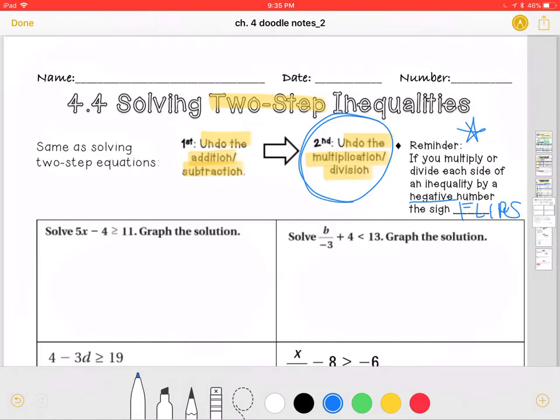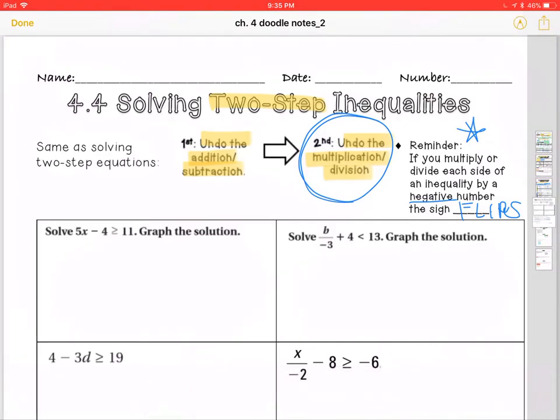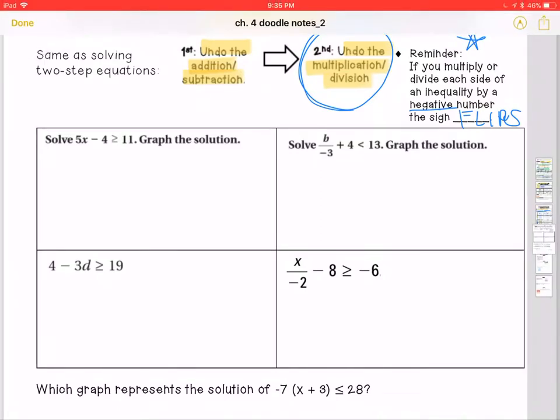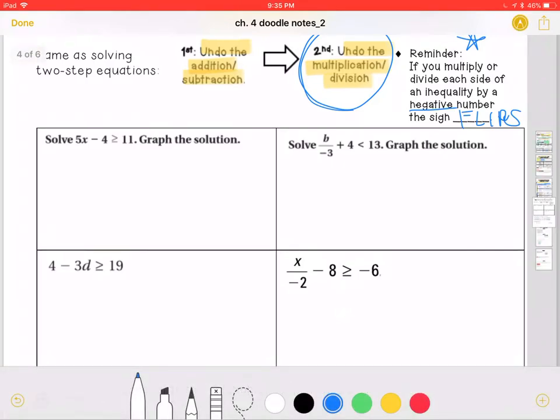All right, let's just get right into it. Practice is going to be the best way to understand it. So, first one, solve 5x minus 4 is greater than or equal to 11, and then it wants us to graph the solution. First thing we're going to do is undo our addition or subtraction. So I see minus 4, so I'm going to add 4 to both sides. Remember, split this up if you need to. You did it to the left, so you should be on the other side of that line, so we should be adding 4 to 11. 11 plus 4 gives us 15.